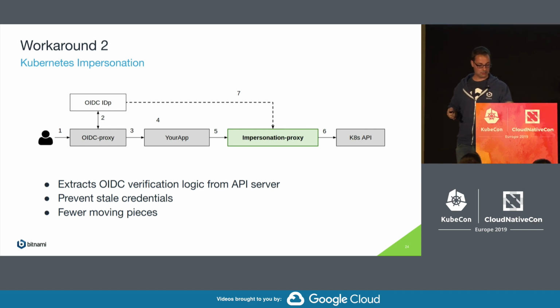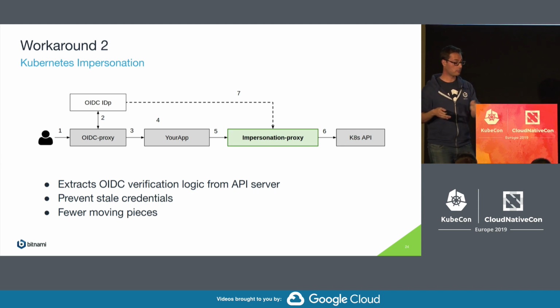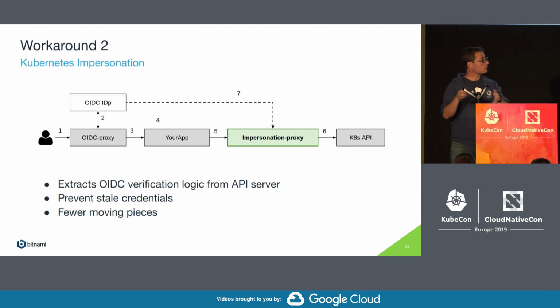And if you notice, there is no line between the Kubernetes API and the OIDC identity provider. We're basically extracting the logic, all the verification that will happen in the Kubernetes API, to our own piece of software, kind of like our own middleware.